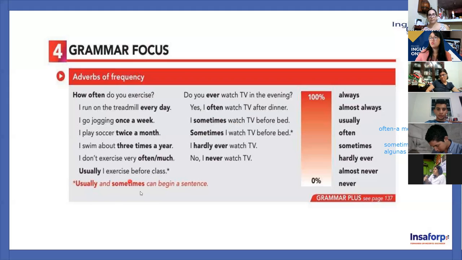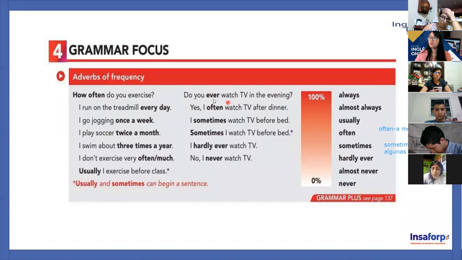Los demás nos vamos a quedar que lo vamos a utilizar antes del verbo, ¿ok? A excepción de estas expressions, right? Estas las podemos utilizar al final también. Ok, ahí está. No sé si hay dudas or questions about the activities.